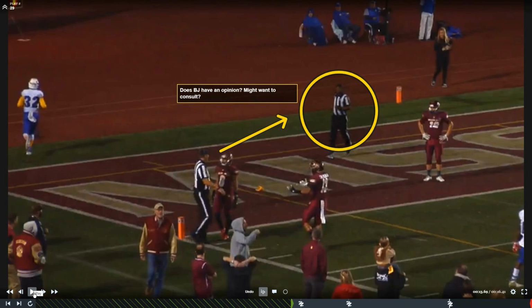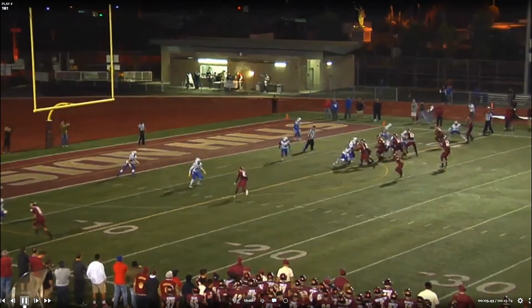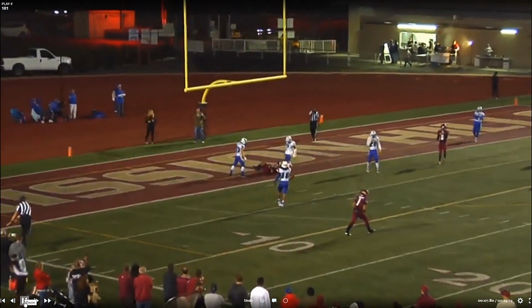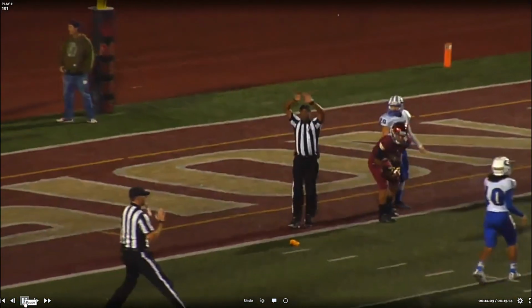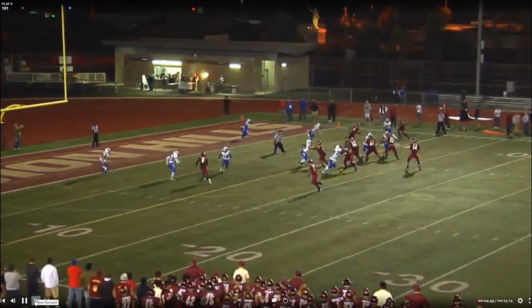Moving on. All right, here's another pass interference call. Let's take a look at it in real time. I have a little less problem with this one than the other one, but I don't think Steve's too happy about either one. So you see the flag come in. He's got signal. Let's watch this in slow motion.